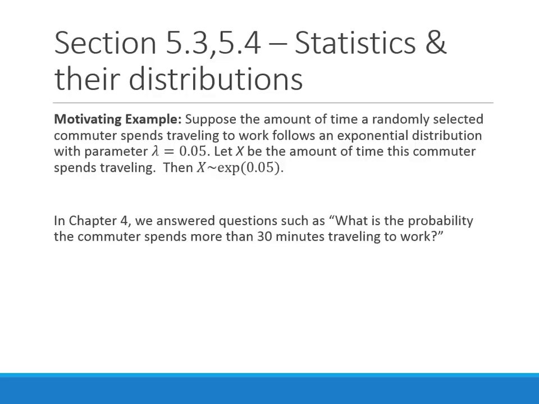So sort of as a motivating example here to get us thinking about what we're going to do in this section, kind of a usual setup that we've seen before. Suppose that the amount of time a randomly selected commuter spends traveling to work follows an exponential distribution with parameter lambda of 0.05. If we let x equal the amount of time that this commuter spends traveling, then we might let x be distributed as an exponential random variable with parameter 0.05. And then you could answer a number of questions. There's a question very much like this in your homework. What's the probability that the commuter spends more than 20 minutes going to work, or something like that?